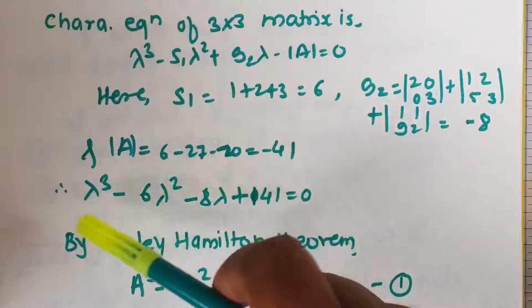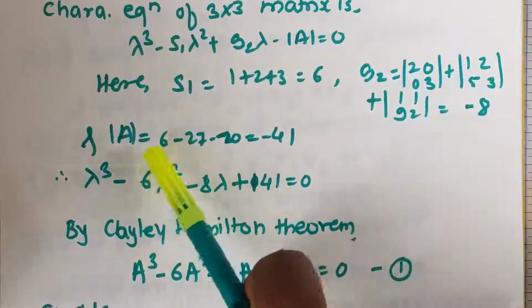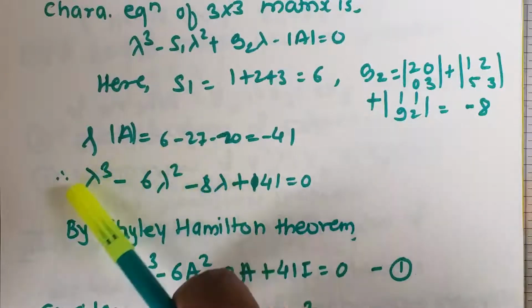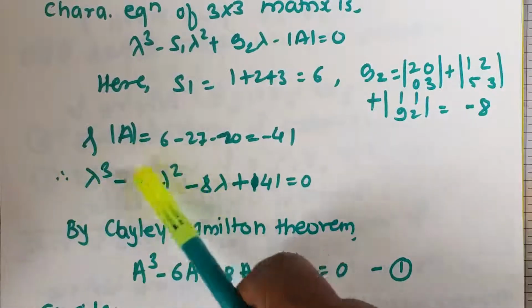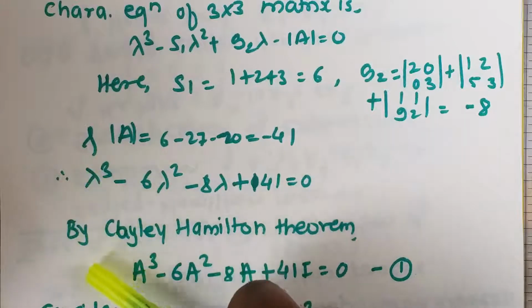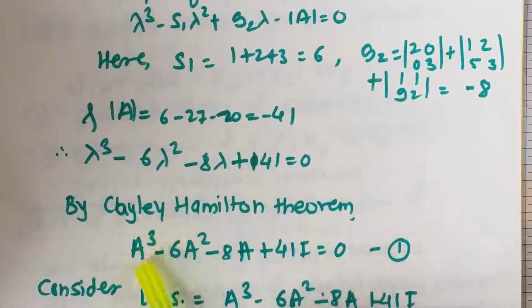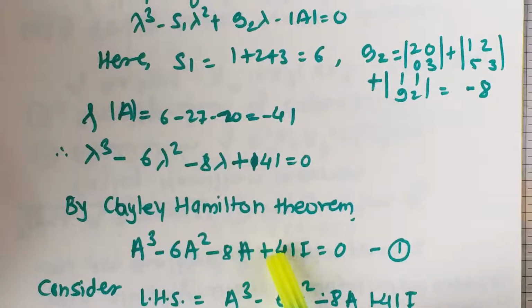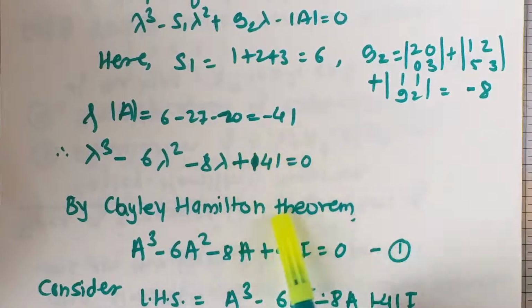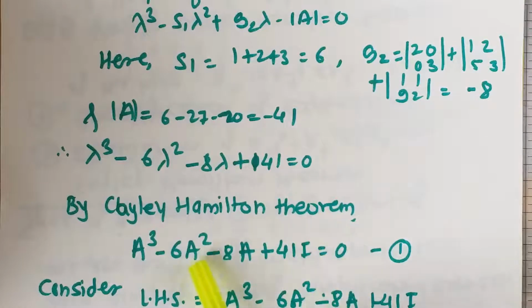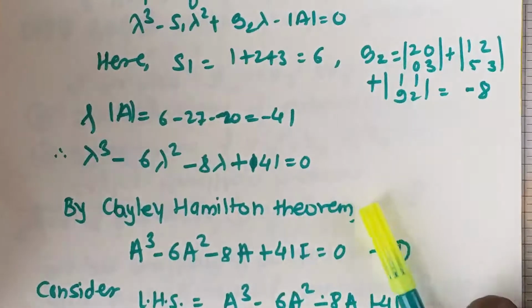Now by the Cayley-Hamilton theorem, this matrix A satisfies this particular equation. It satisfies this equation means if you replace lambda with A, you'll get the left hand side equal to the right hand side. That is A cube minus 6A square minus 8 times A plus 41, and to this constant term we multiply the identity matrix of the same order, equal to 0, which is the null matrix.